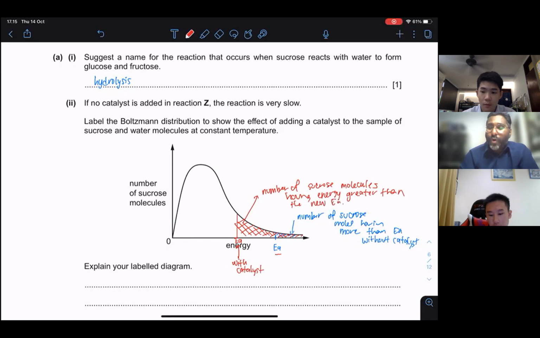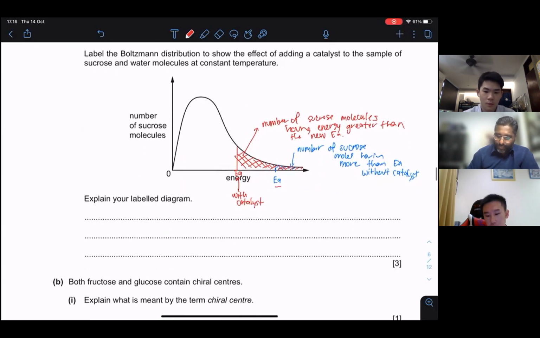So you will have more particles having enough energy, and they will react more. So that's why the rate of reaction will be more. So that's the thing. Then explain your labelled diagram. You can just explain what I already labelled over there. So you just need to put it in words only.